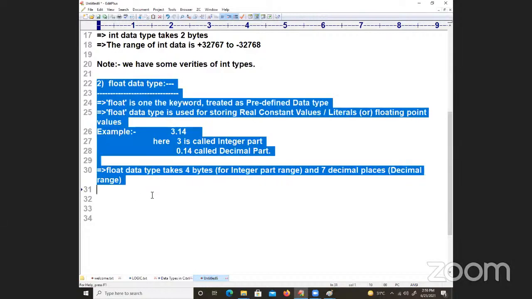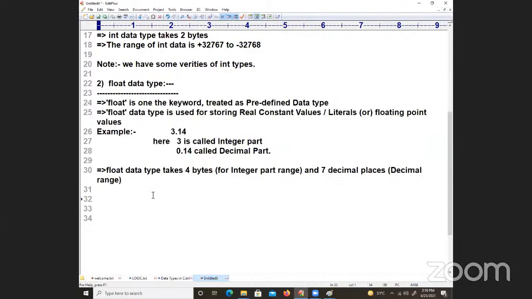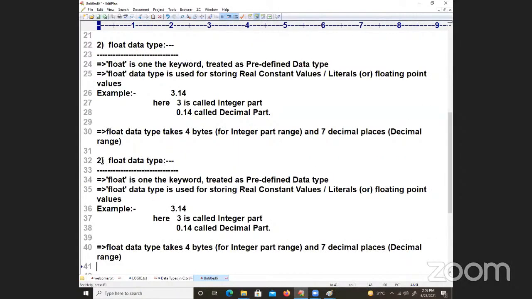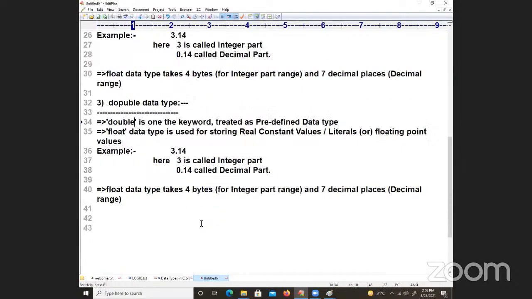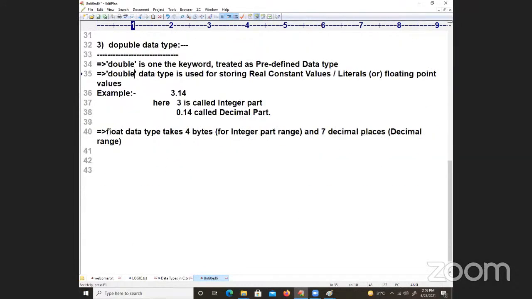Suppose float data type, if I take it here, and the third data type, what double data type I am taking? Double data type, for example. What is happening here? Double is also one keyword acting as a predefined data type. I am writing double data type. It is used to store the same as that only, but the capacity of double is more.